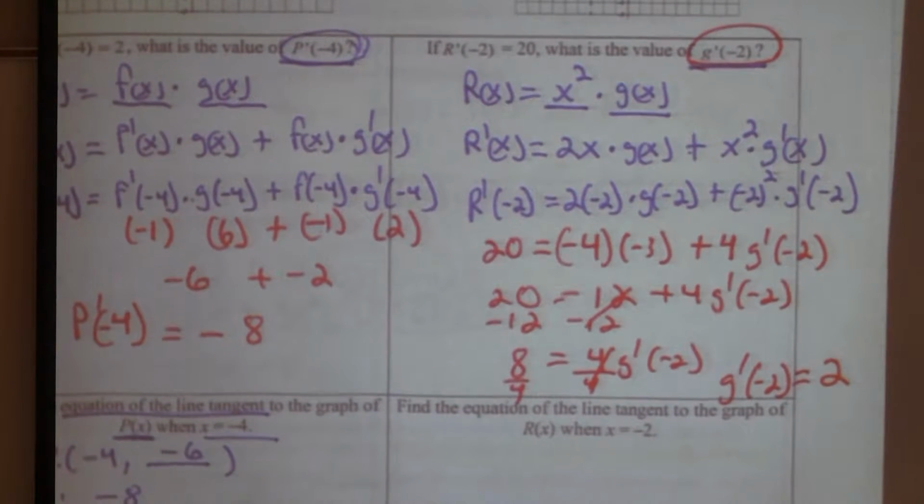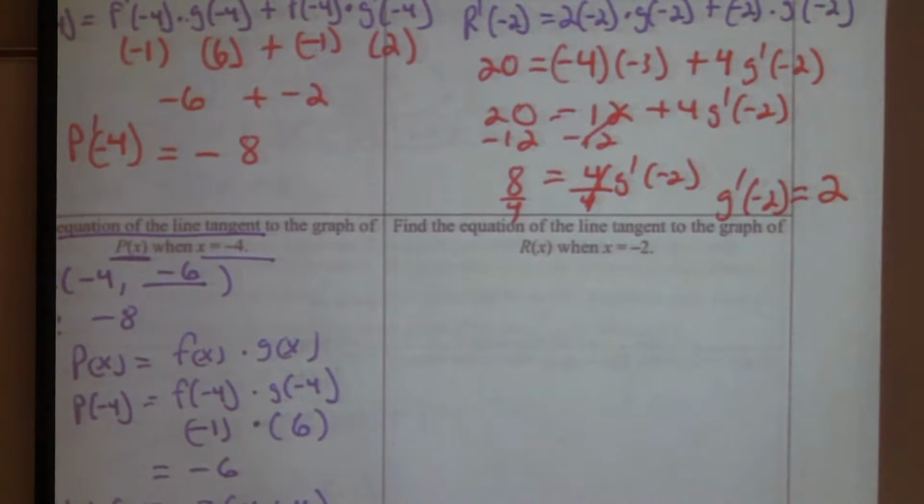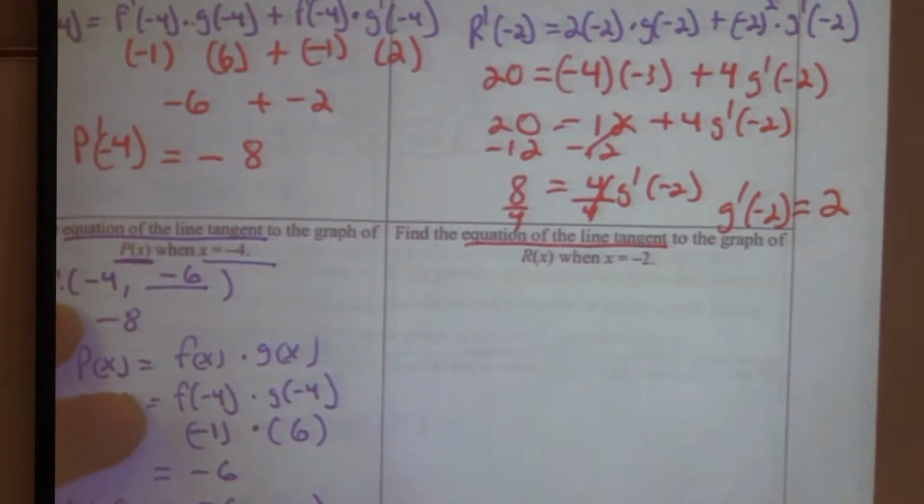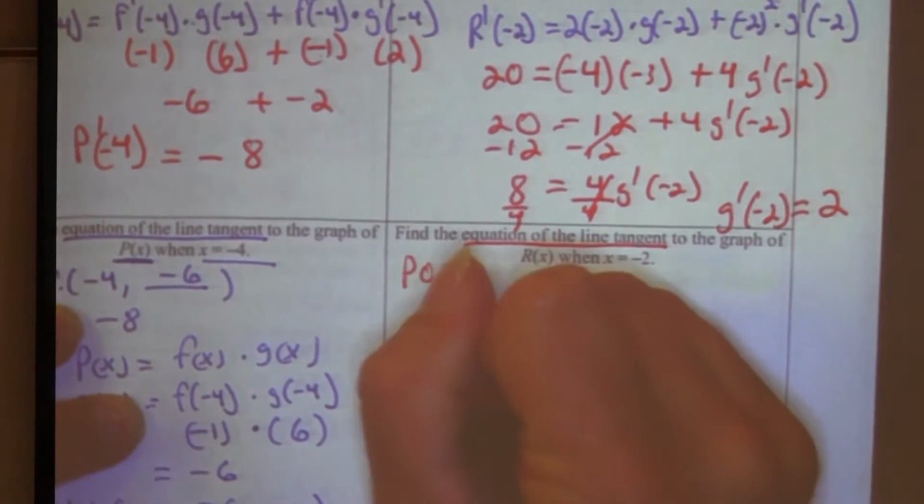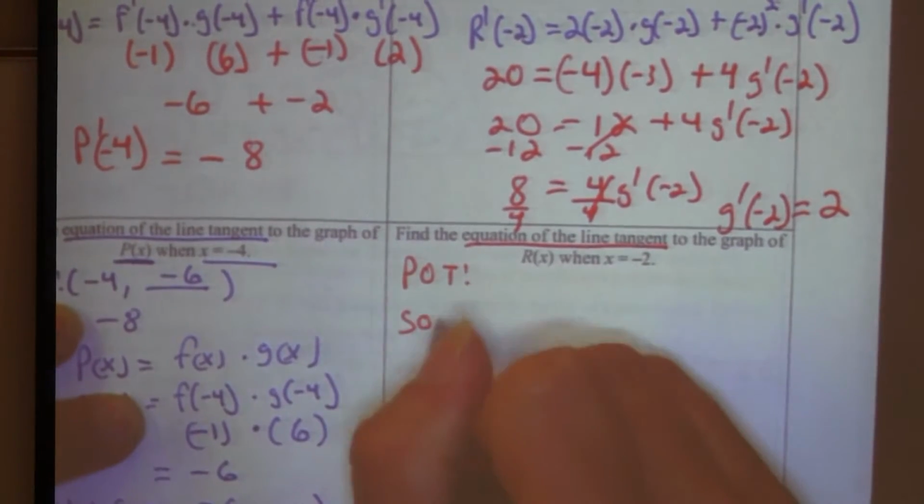Yeah? See if we can answer the bottom one. What do they want there? Equation of the tangent line again. Ooh, how fun. We keep practicing that. What are the two things we need? The point and the slope.